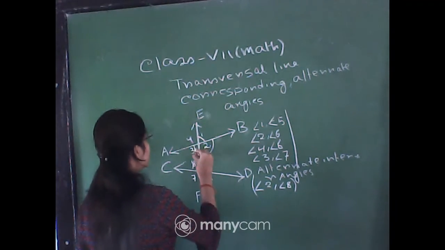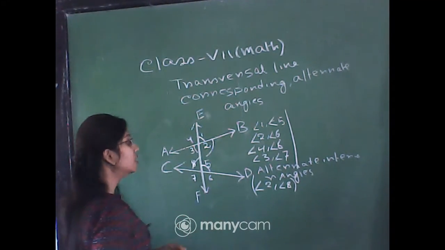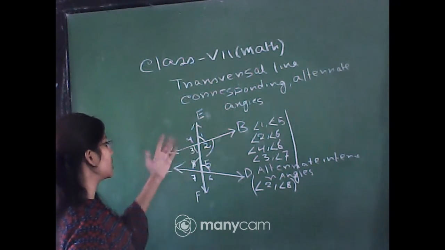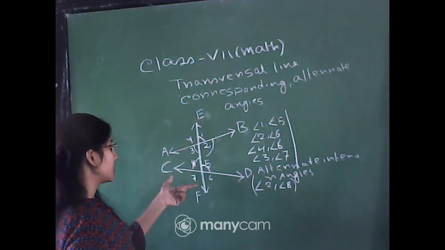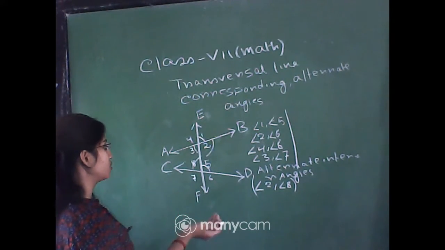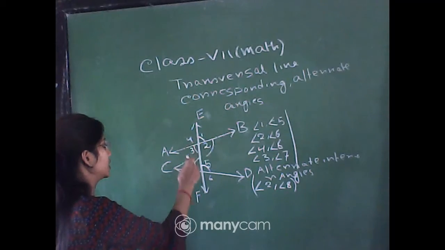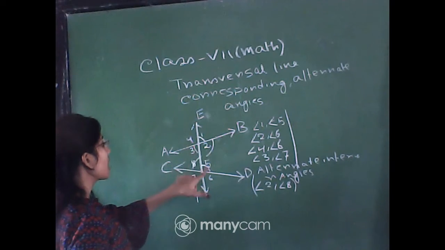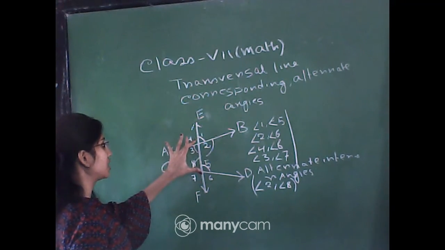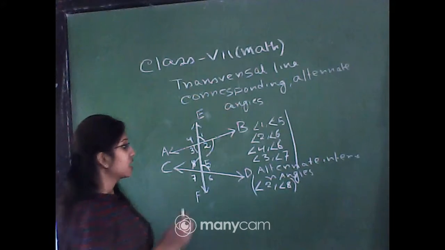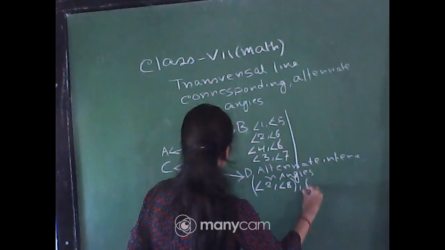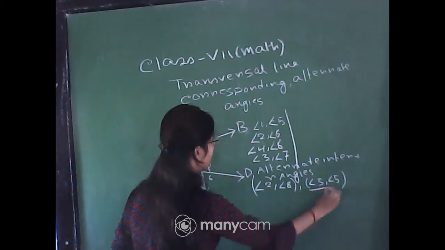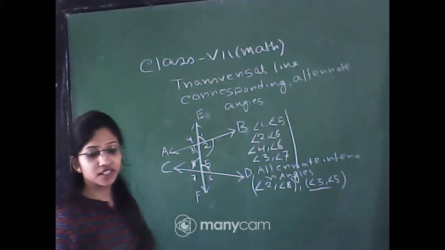Also angle 3 and angle 5 are alternate interior angles because angle 3 is on the left side of the transversal line, angle 5 is on the right side of the transversal line. They have different vertices and angle 3 and angle 5 lie between the lines AB and CD, isn't it? So angle 3 and angle 5 are also alternate interior angles.